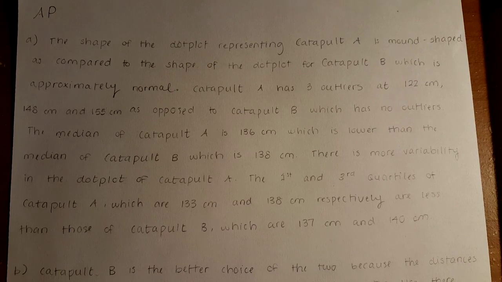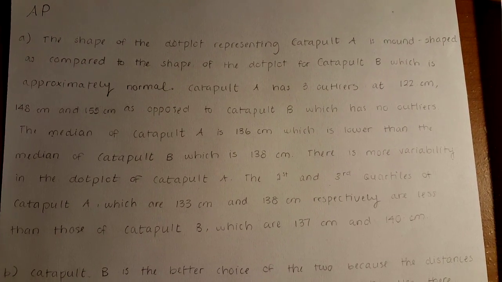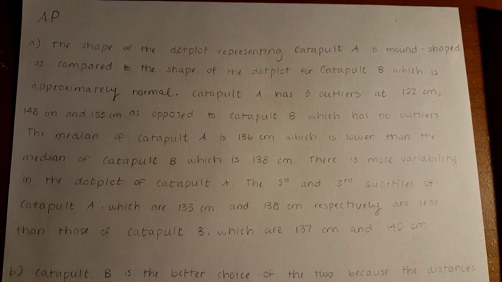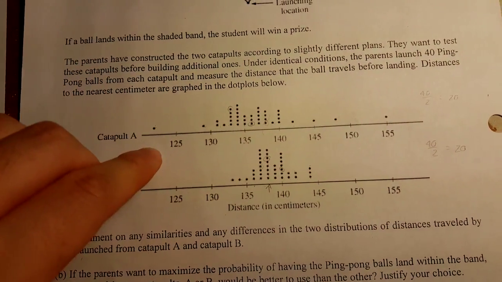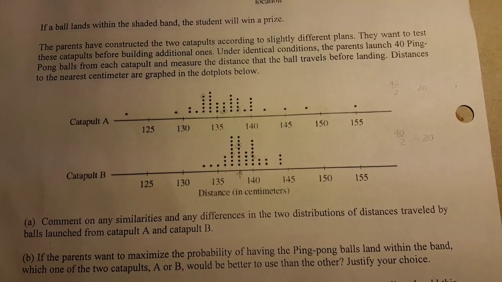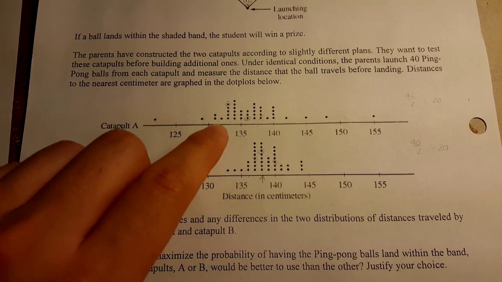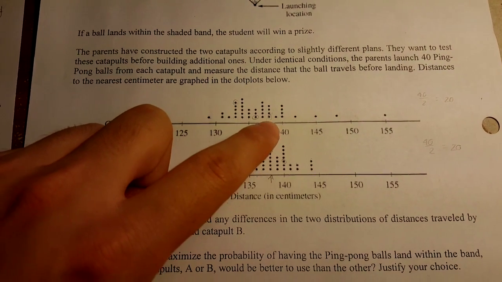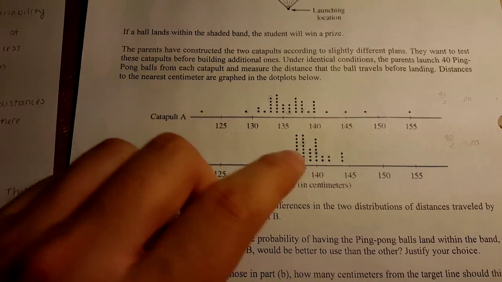Catapult A has 3 outliers at 122, 148, and 155 centimeters, as opposed to catapult B, which has 0 outliers. Is that also true? Well, it looks like catapult A has one here, here, and here. And yes, you did the whole calculations with the interquartile range and the 1.5 times IQR. See, these are your quartile 1, quartile 3. And there are no outliers here. And you did the same calculations for this.